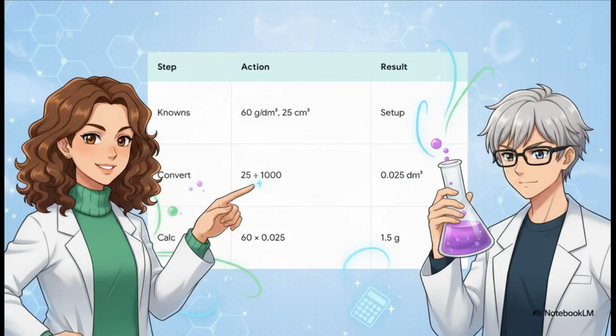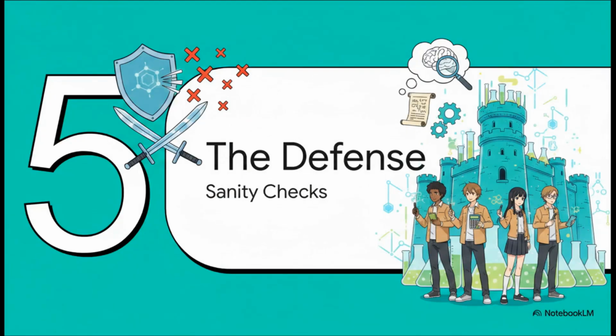Let's actually test this workflow on a potassium chloride solution. Say we have a concentration of 60 grams per cubic decimeter, but we're only working with a tiny 25 cubic centimeter sample. Watch how isolating the conversion in step 2, taking that 25 and dividing by 1,000 to get 0.025 cubic decimeters, sets up the final calculation flawlessly. We then just multiply 60 by 0.025, leading us straight to the safe, mathematically sound, and correct answer of 1.5 grams.